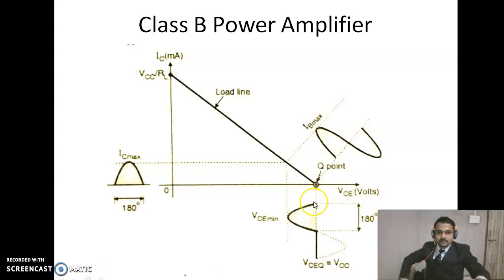And we are getting a 180 degree phase shift in the collector-emitter output voltage waveform. This is the output characteristic. So the Q point lies on the x-axis, so the class B power amplifier only works for the positive half cycle of base current, and during the negative half cycle of base current, it is in the off state.